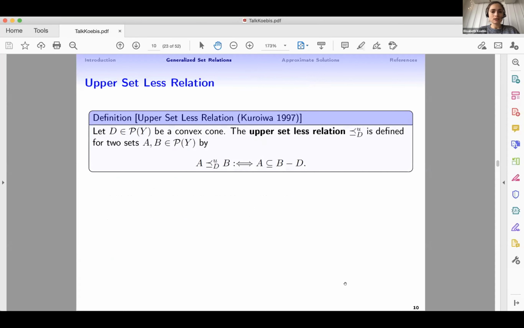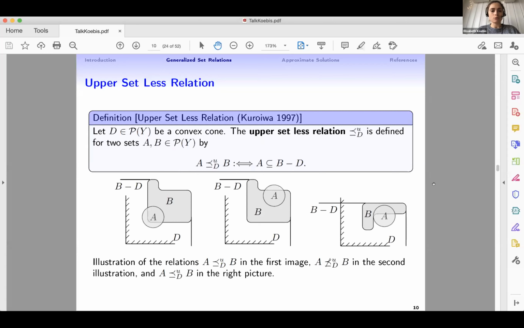For these set relations, there is one set relation that is well known in the literature by Daishiko Iba. And this is given in the following way. Let's say that we have a set D that is a convex cone. And then this upper set less relation, notated by this sign here, is defined for two sets A and B in the following way. A is better than B if A is a subset of B minus D. And by this relation, we are able to, for example, check whether this set A is better than a set B in a robustness sense.